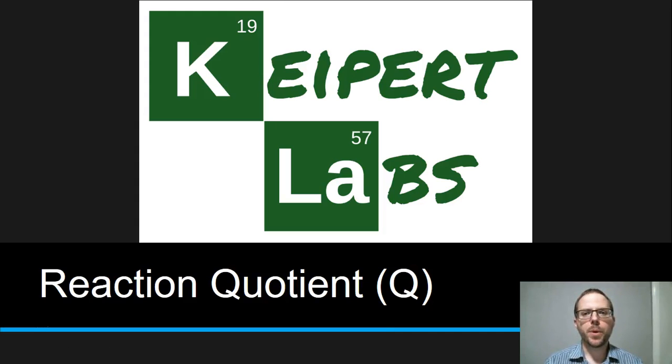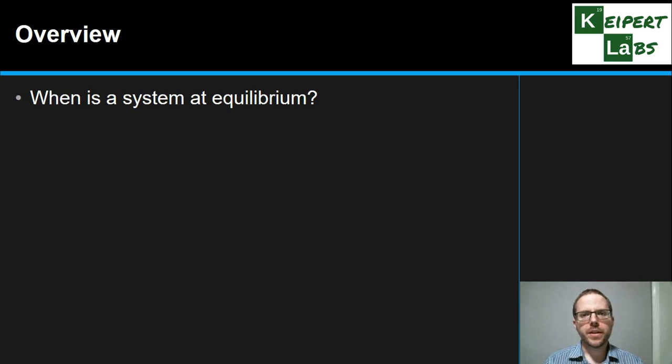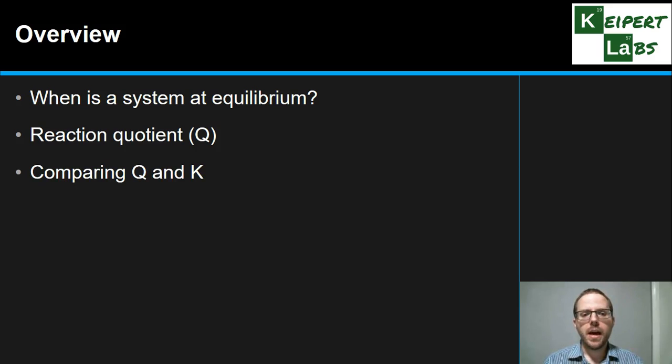In today's episode we're going to talk about the reaction quotient, or Q. We're going to start by looking at when a system is at equilibrium. We're then going to introduce this reaction quotient, or Q, a measure that will help us to address this question. And then we're going to look at the relationship or comparison between Q and K, our equilibrium constant.